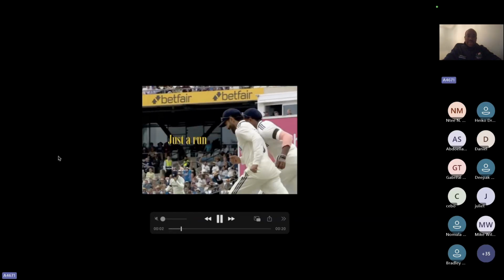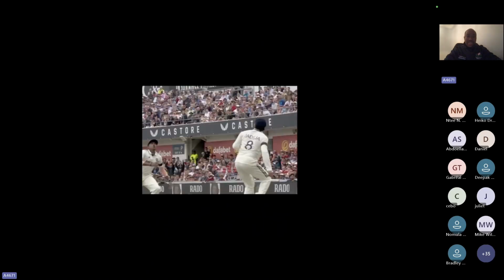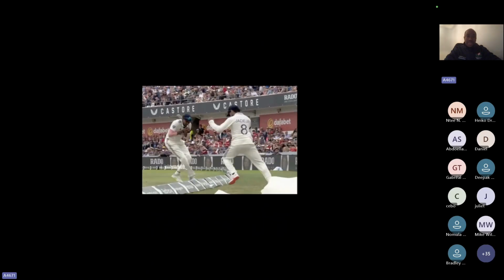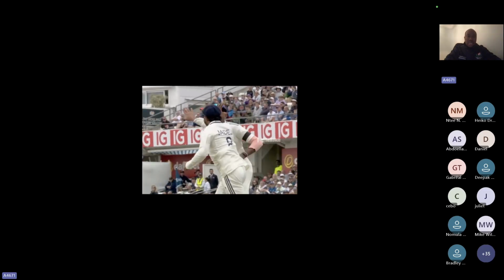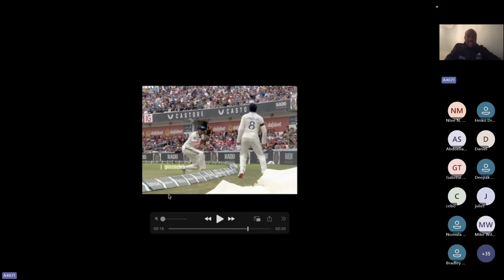So I'll play it again with the volume off, and I'll talk you through it. Ball is hit up in the air to deep backward square leg, where Jadeja takes the catch inside the field of play. Realizing that he's going to fall outside, he throws the ball up, and Sai completes the catch. When Sai completed the catch, you would have noticed that Jadeja is outside the field of play. Is that a problem with the new ICC playing condition relating to boundary catches? No, it is not a problem.